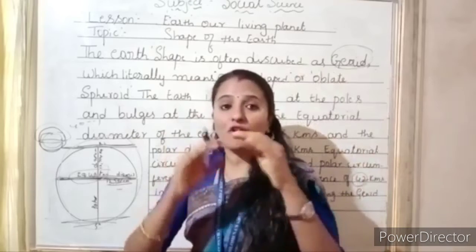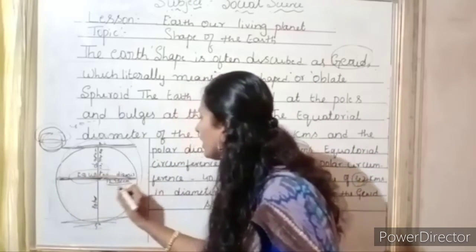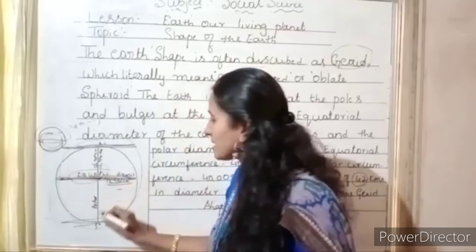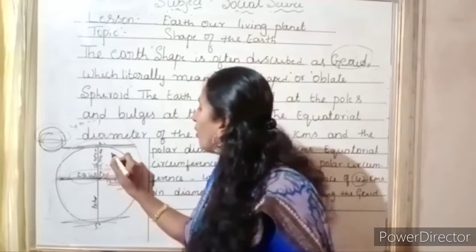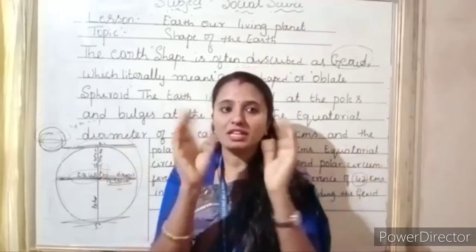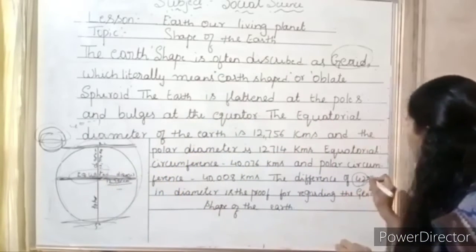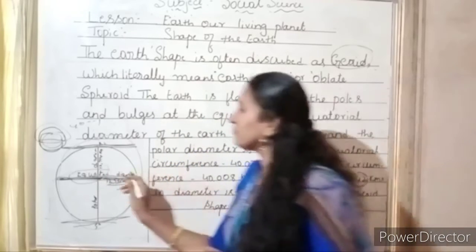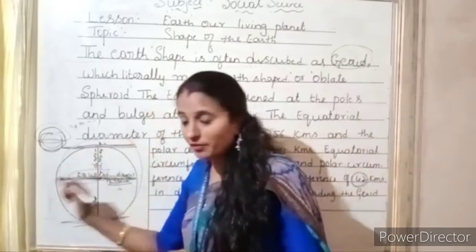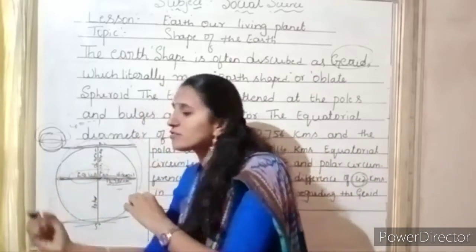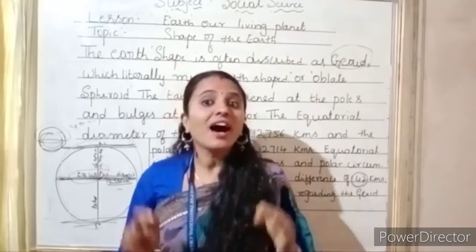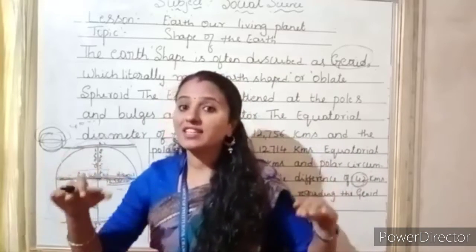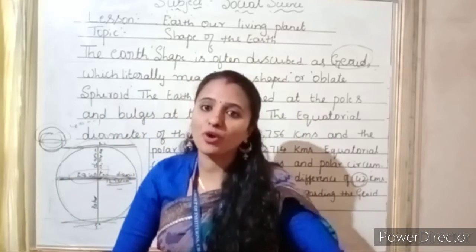The remaining 42 kilometers, because here to here is 12,756. From here to here, if you observe, it is 12,714 kilometers. So there is a difference of how many kilometers, children? That is 42 kilometers. And if you take the circumference also, there are a lot of differences there. So that is the reason it shows that the Earth is not flat. The Earth is a geoid shape. I hope you understood, children.